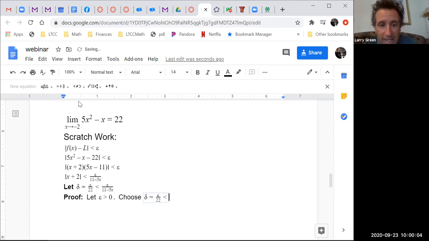Which is less than epsilon over 11 minus 5x. Again, we're doing the math backwards now, right? We started backwards, now we're good to go forwards. So choose delta equal epsilon over 22, which is less than epsilon over 11 minus 5x. We've already established that.